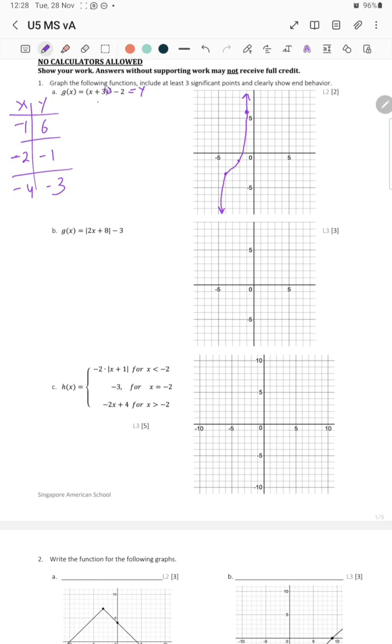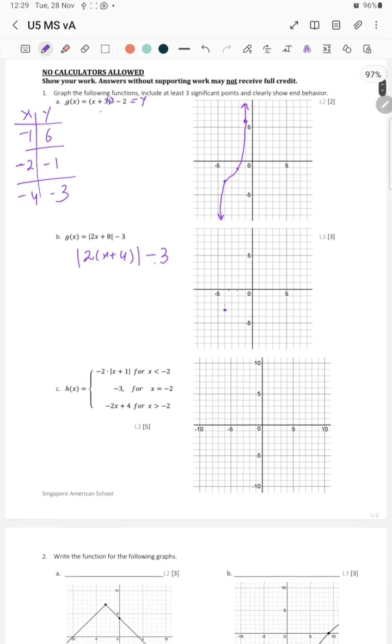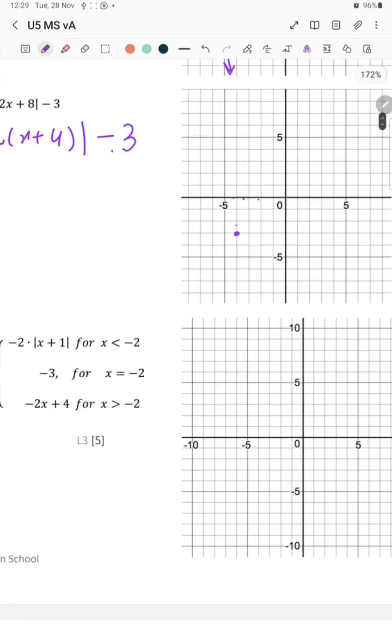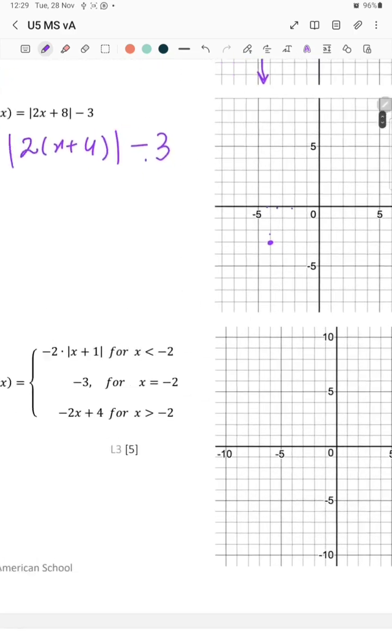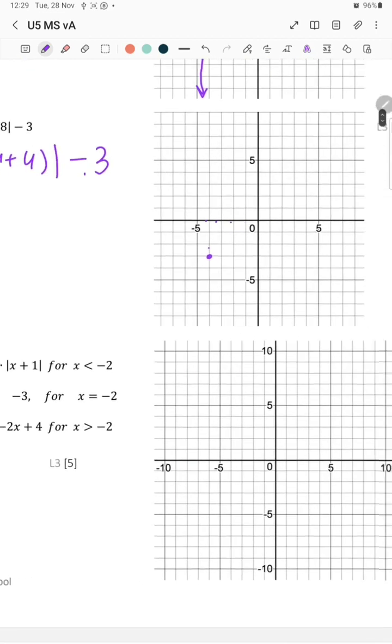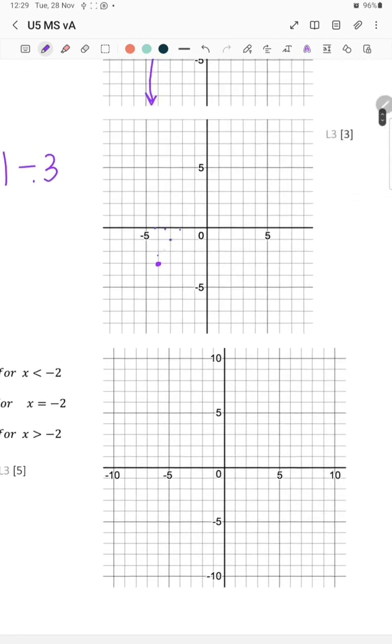g of x is equal to mod of 2x plus 8, minus 3. So we can write it as mod of 2x plus 4, minus 3. So it is at 4, 3, and it is 2 up and 1 down, because here it is 2 by 1, so 2 by 1.